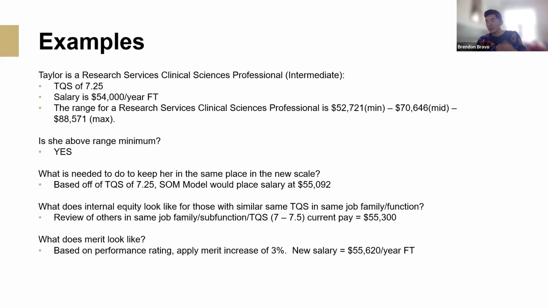Then looking at internal equity for others in a similar TQS and similar role, we're seeing an average of about 55,300. If we were to give Taylor a 3% merit, say the pool is 3%, it'd put her new salary at 55,620, above where the model would place her, and a little bit above the average, which is a good spot to have her at.